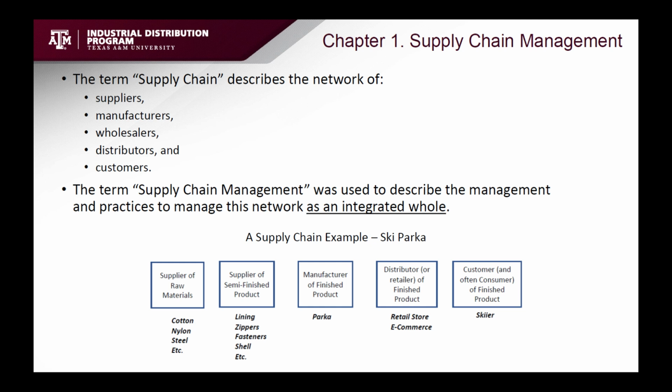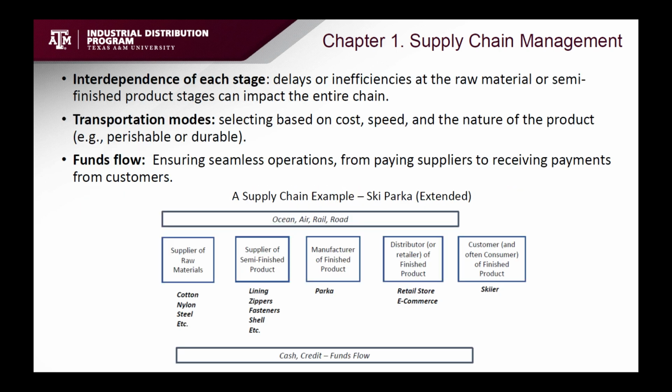Look at the ski parka example. So to make one parka, you need raw materials, cotton, nylon, steel. Those go to a supplier of semi-finished products who makes the lining, the zippers, the fasteners, the shell. Those flow to the manufacturer who assembles the parka. From there, it ships to a distributor or retailer, maybe a ski resort store, maybe an online retailer, and finally, it ends up with the skier on the mountain. 5 stages.